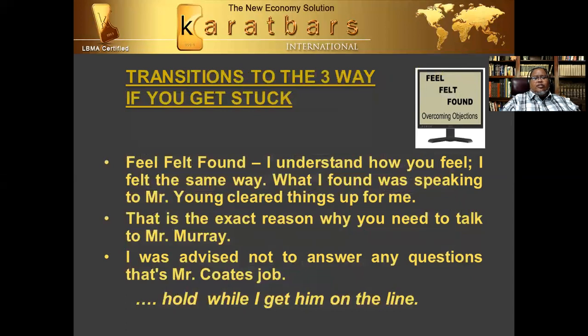That's how we handle a situation like that. As they come up with an objection, regardless of what it is, guess what? That's the exact reason why you need to talk to Mr. Murray. Hold on for a second while I get him on the line. And then always, I was advised not to answer any questions. That's Mr. Coach's job. Hold while I get him on the line. So these are a couple ways you deal with the objection a little bit, and then you go right back to your point, which is to move that person to the 3-way phone call, right?